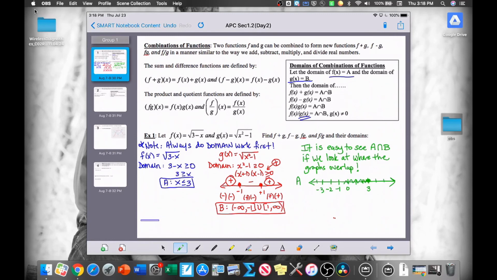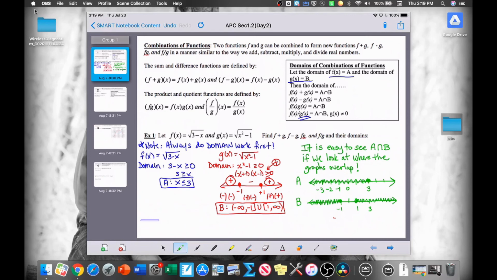But that represents A, which is the domain of f of x, right? All values that are less than or equal to 3. So then we graph B right below it. And B, I'm going to try to line my number lines up so that they look the same here. So here's negative 1, and here's positive 1. And for B, we know that our domain is negative infinity to negative 1 and positive 1 to positive infinity.